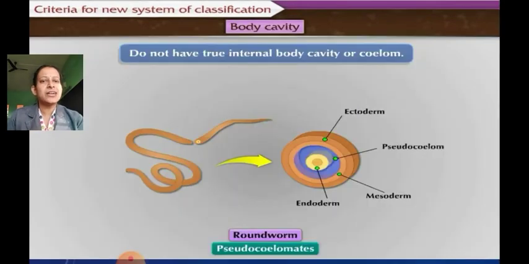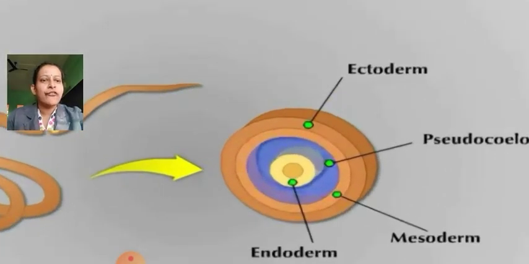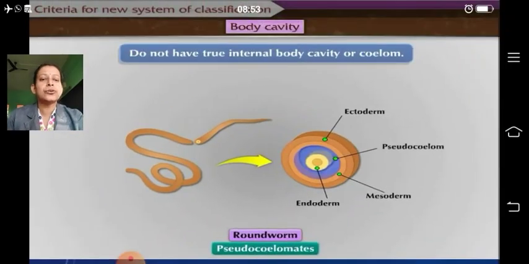Fine. And the third type is in between: they neither completely lack a body cavity nor fully have one. That means it is a type of pseudo body cavity. Pseudo means fake or false. So if they have a false body cavity, you can see in this case the presence of a false body cavity. These organisms are called pseudocoelomates.